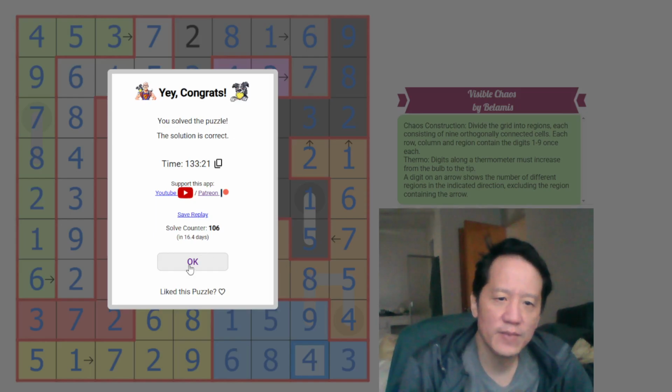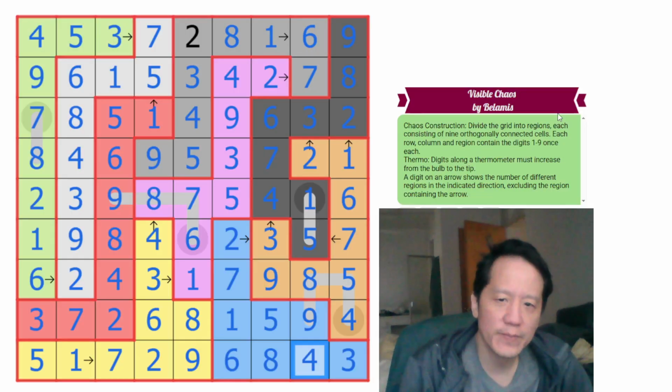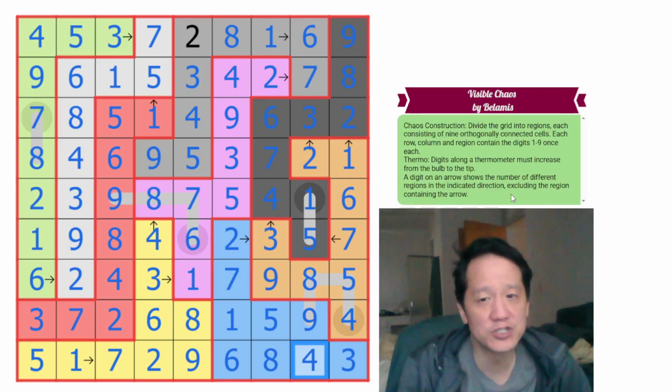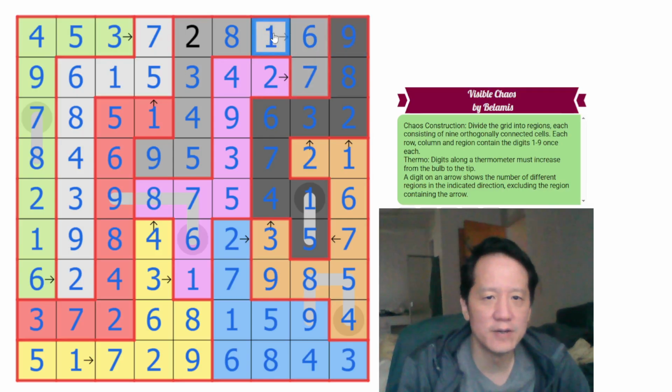Ooh. Yeah. Bad mistake on my part for not really understanding what this rule was. The excluding the region containing the arrow. I was stuck, hard stuck there. And I was like, what? How do you actually get through this? Because I was just like, I can't see any other way. But then once you found out you cannot include the region that the arrow is in when counting the regions, that makes things a lot easier.